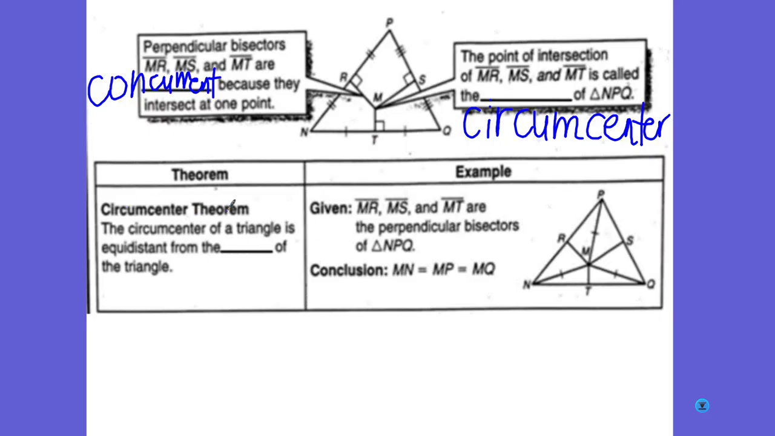The special property about the circumcenter is that it's equidistant from the vertices of the triangle. So the distance from the circumcenter to each vertex, and remember a vertex is a corner of your triangle, so a triangle has three vertices, is going to be the same. So from M to P will be the same as from M to N, which will be the same as from M to Q. So segment MP is congruent to segment MN, which is congruent to segment MQ. The distance from your circumcenter to each of the three vertices will be the same.